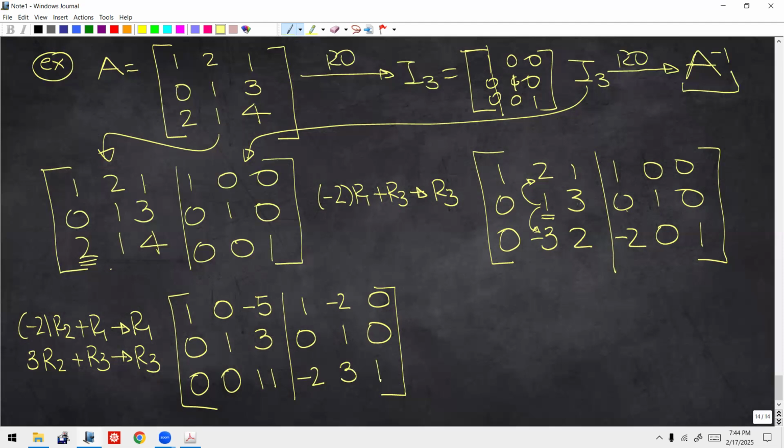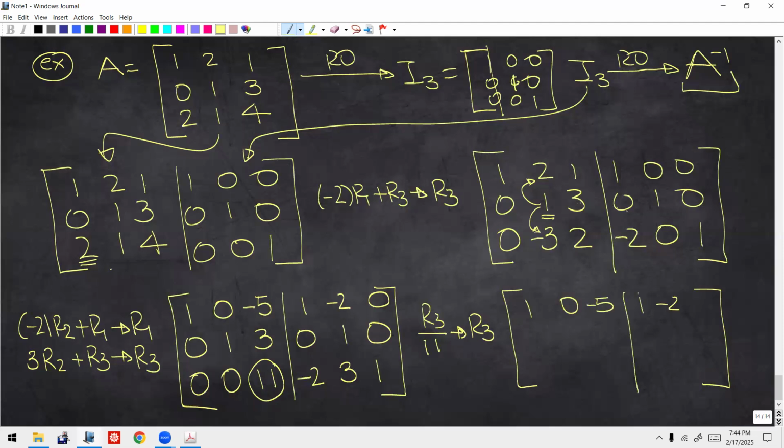Now we want to make this into a 1 because we are done with the second column. We go to the next column. So I'm going to divide R3 by 11, and that is going to give us a new R3. Scalar multiplication. The first two rows are not affected. So we get 0, 1, 3, 0, 1, 0, 0, 0, 1, divide by 11, -2 over 11, 3 over 11, and 1 over 11.